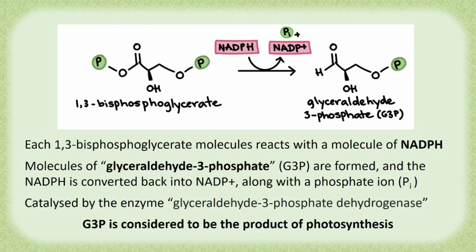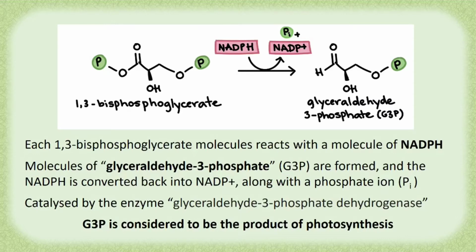Each of our 1,3-bisphosphoglycerate molecules produced in the previous step gets converted into a molecule of glyceraldehyde 3-phosphate, otherwise known as G3P. You can see that essential to this process is the NADPH that was produced in the final step of the light-dependent reactions. So it's at this point that substance gets used.